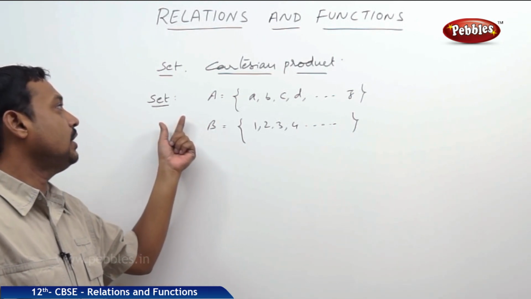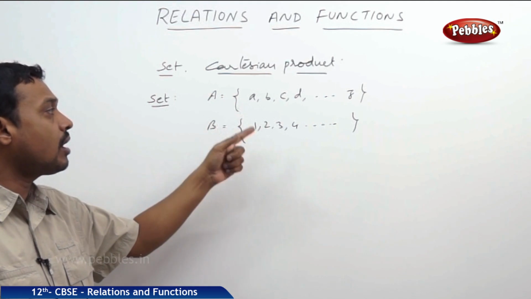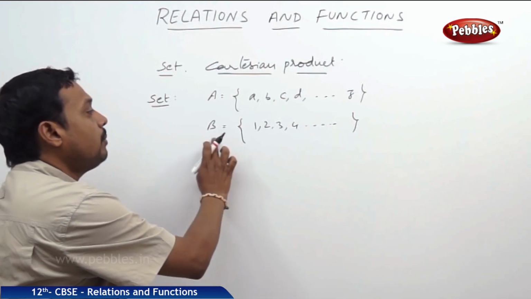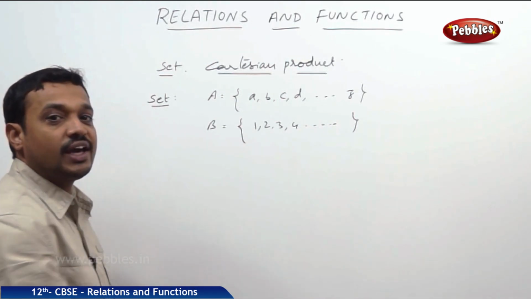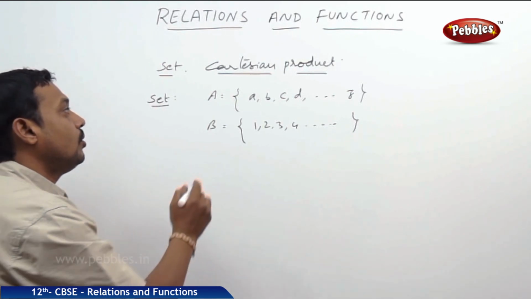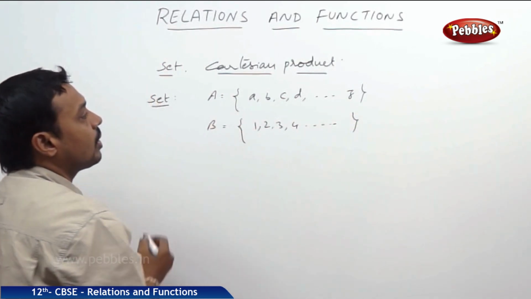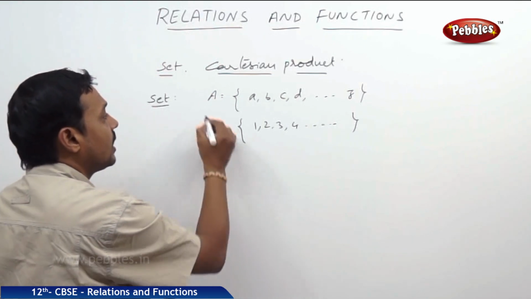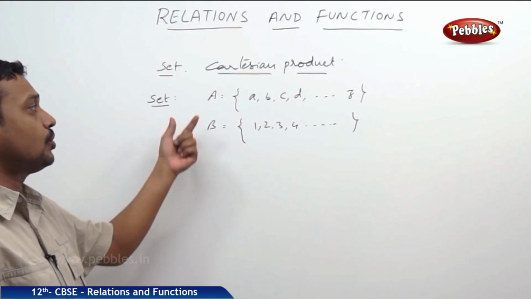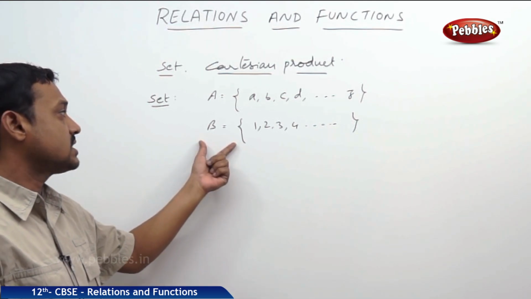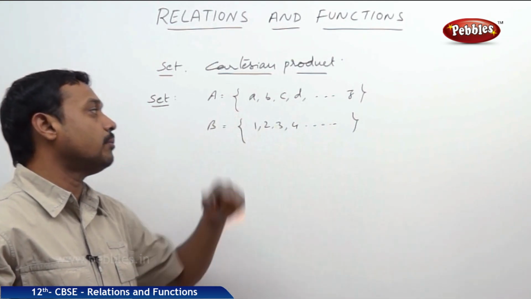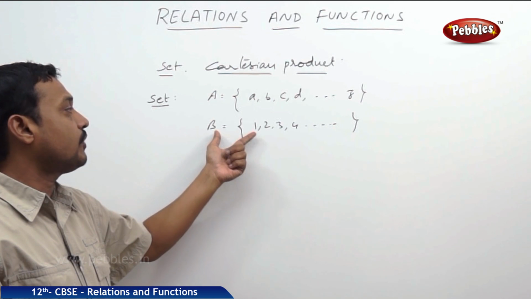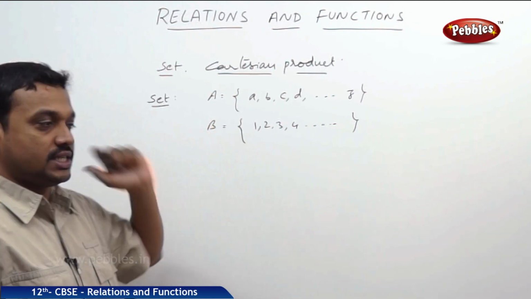Now we know that if the number of elements in any set is finite, then it is called a finite set. If the number of elements in any set is infinite, then it is called an infinite set. Look, A has a limited number of elements, A, B, C, D and so on up to Z, 26 elements. Therefore, the number of elements in the set A is equal to 26, hence it is a finite set. Whereas the set B contains infinitely many numbers, 1, 2, 3, 4 and so on, so it is an infinite set.